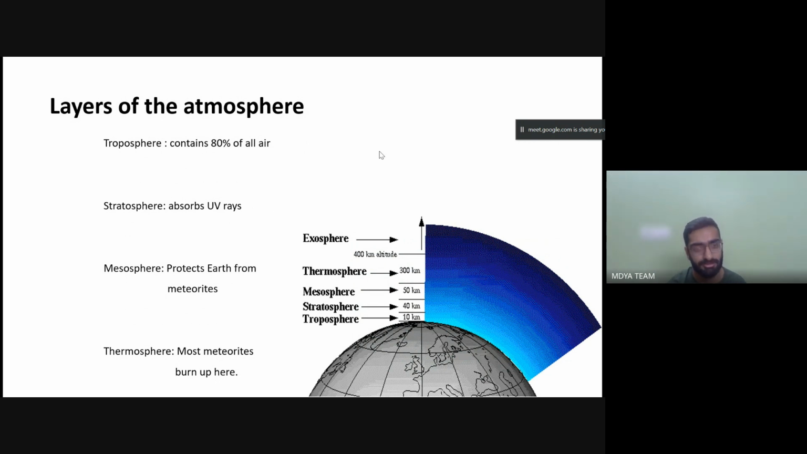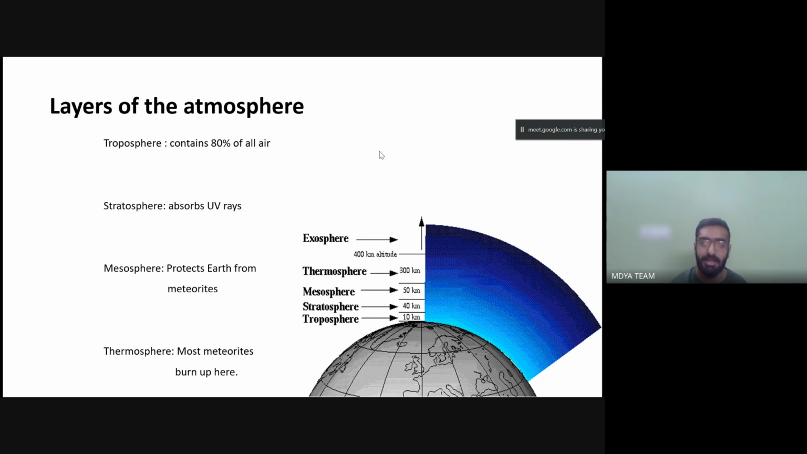Okay. And the functions: the troposphere consists of 80% of all the air. The stratosphere absorbs most of the ultraviolet radiation. For the mesosphere, you can remember mesosphere and meteorites, both start with M, so it protects the Earth from meteorites. Thermosphere: thermo means temperature, so it can burn up most of the meteorites up here. So most of the meteorites are burned up at this layer. That is why it's called the thermosphere.